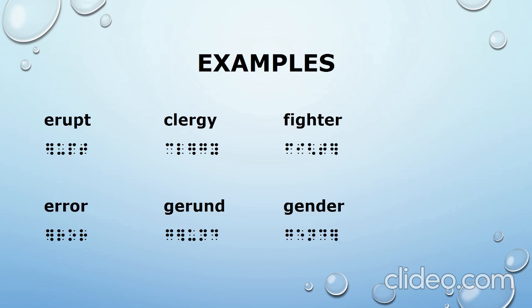Next, error. ER can be contracted and then followed by ROR. Next is gerund, with ER in the middle of the word: G, the contraction of ER, followed by UND. And lastly, gender: G-E-N-D, and then the contraction of ER. Now in the next succeeding videos, I'm going to feature the contraction for EN. But for now, I'm not going to use the contraction for EN yet.